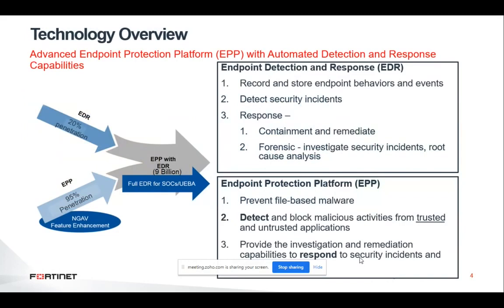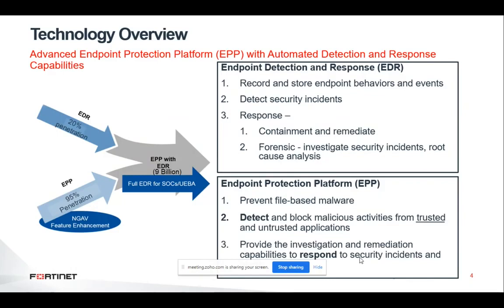In the marketplace, we see that endpoint protection and endpoint detection and response are merging together. Endpoint protection solutions typically whitelist or blacklist applications and detect file-based malware, either detecting known malware with signatures or unknown malware with heuristic scanning. That is what endpoint protection solutions typically do.